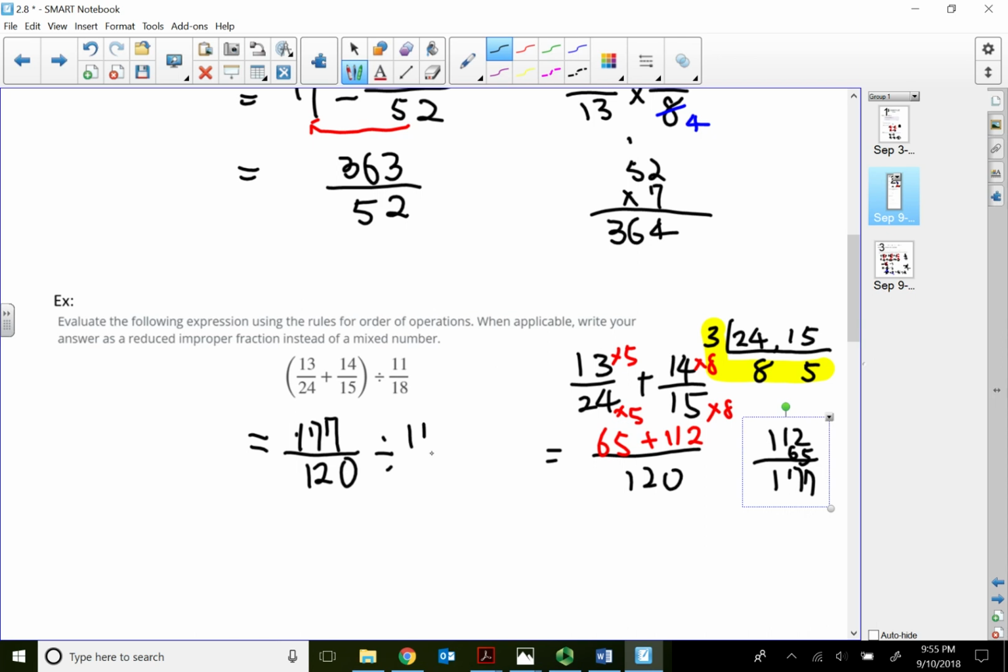That was divided by 11 over 18. Again, division of a fraction means times the reciprocal, 18 over 11. So I'm guessing this 11 and 177 can be reduced by 11. I'm not quite sure. Let's check.